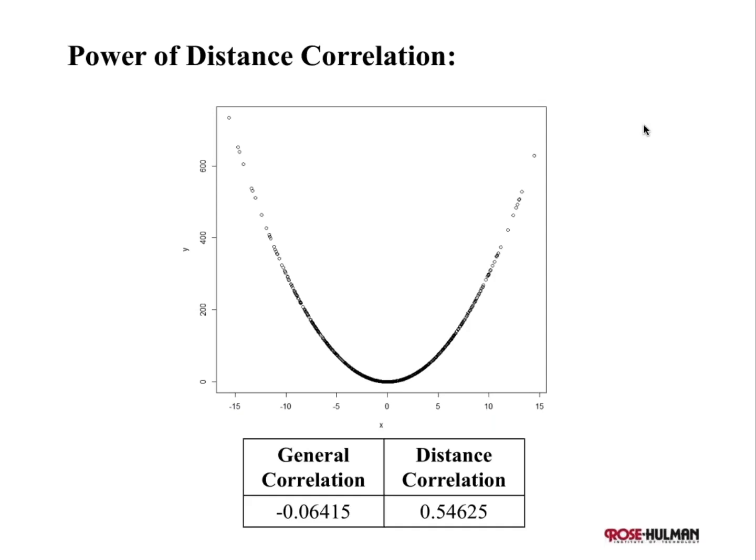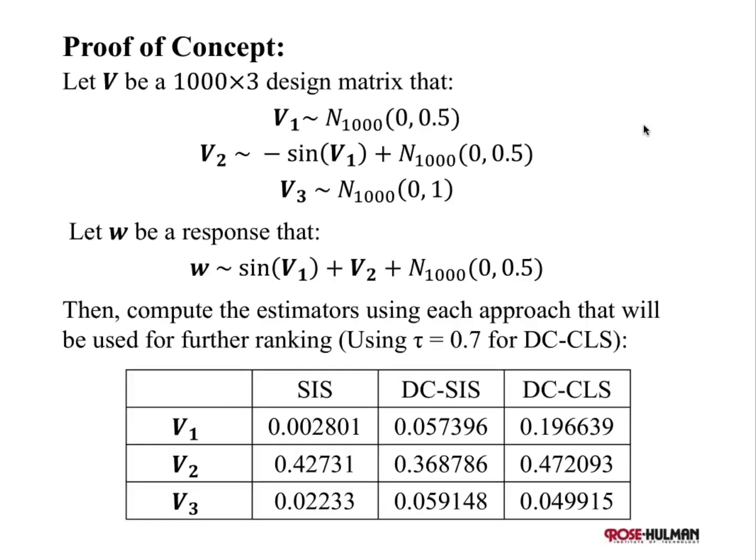Just to show the power of distance correlation, as we can see in the plot here, there is an obvious parabolic relationship between y and x. However, if we use general Pearson's correlation, it gets an absolute value of 0.06, which is fairly close to 0, indicating there is no correlation. However, if we use distance correlation, it gave us a value of 0.55, which indicates there is a relatively strong correlation between y and x.